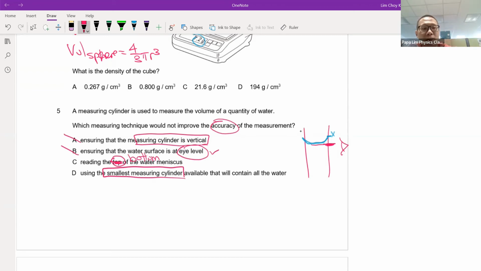So A, B, D are what I want to do to get an accurate reading. What I would not do to improve, based on the question, the answer will be C. I should not read the top of the meniscus. I should read at the bottom of the meniscus.